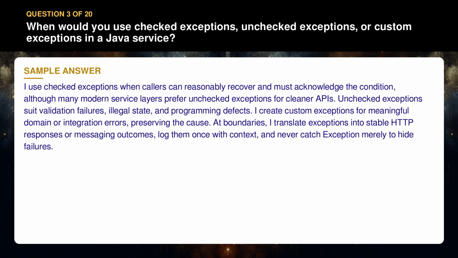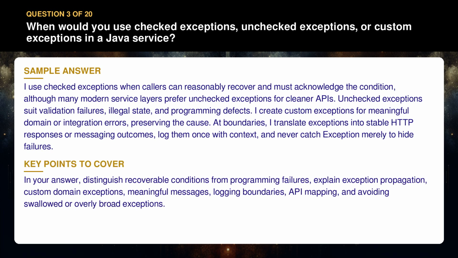At boundaries, I translate exceptions into stable HTTP responses or messaging outcomes, log them once with context, and never catch exception merely to hide failures. In your answer, distinguish recoverable conditions from programming failures, explain exception propagation, custom domain exceptions, meaningful messages, logging boundaries, API mapping, and avoiding swallowed or overly broad exceptions.